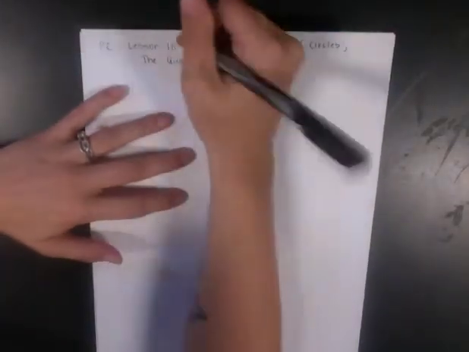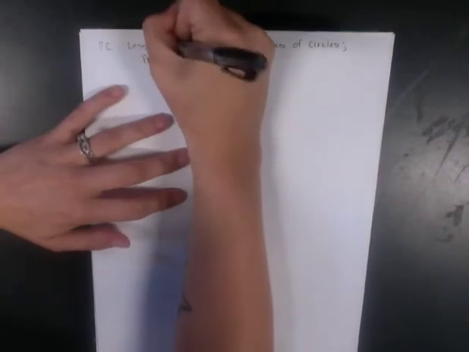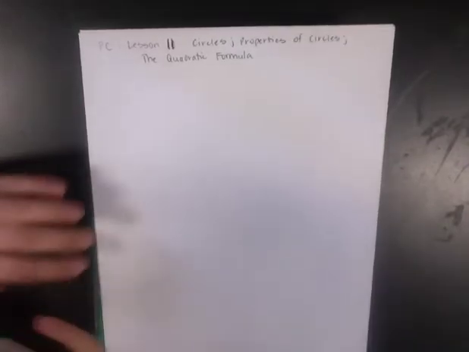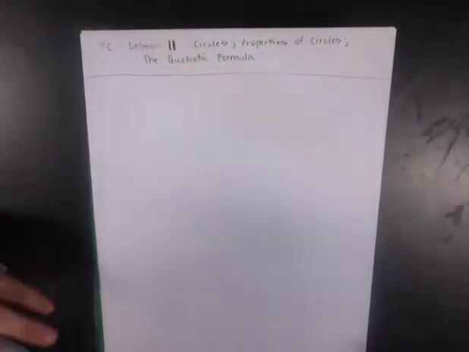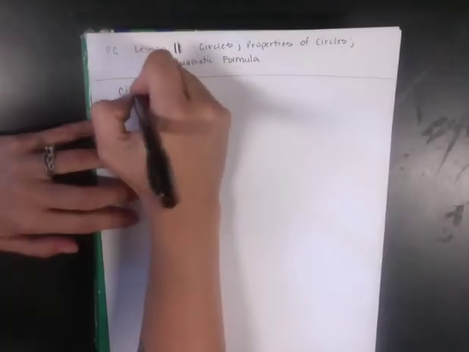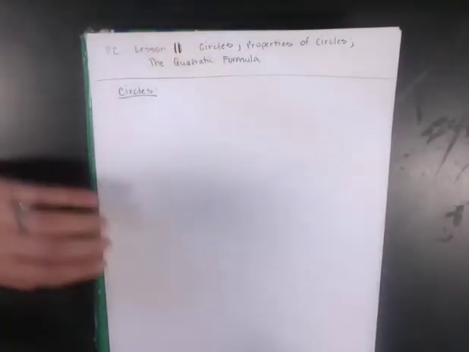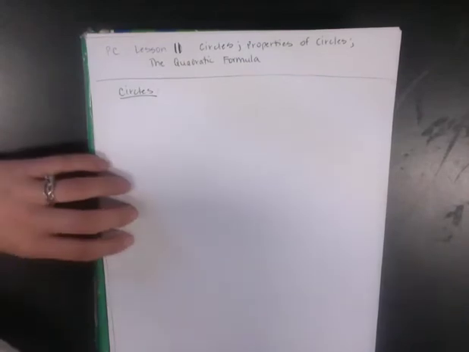All right, today we have pre-calc lesson 11, not 10, 11, which is circles, properties of circles, and the quadratic formula. Some of this is review, some of this is not. Now, we have a lot of definitions with circles, okay?